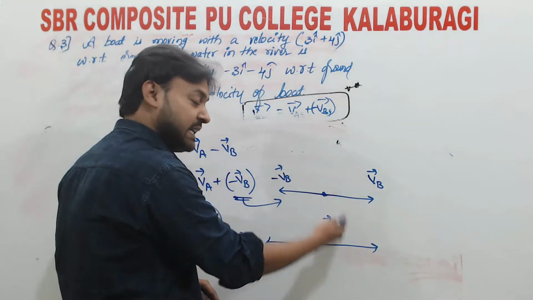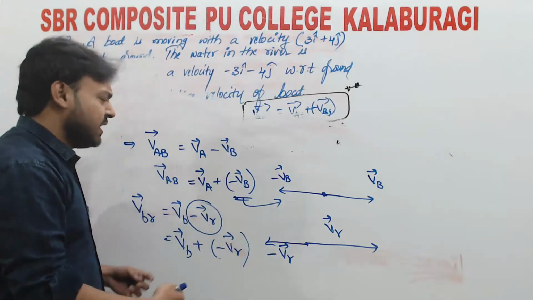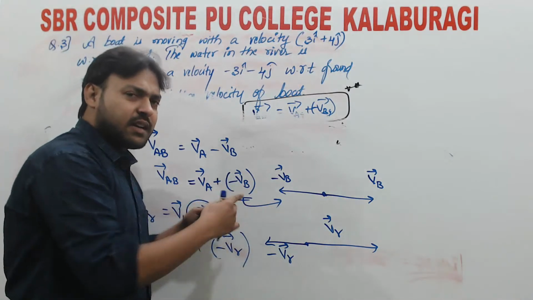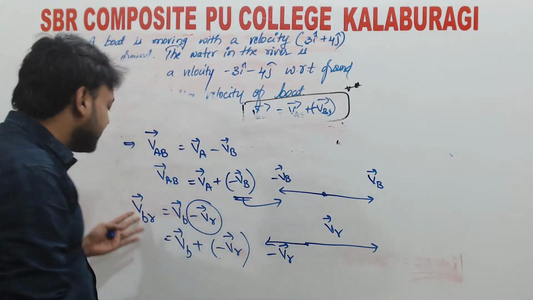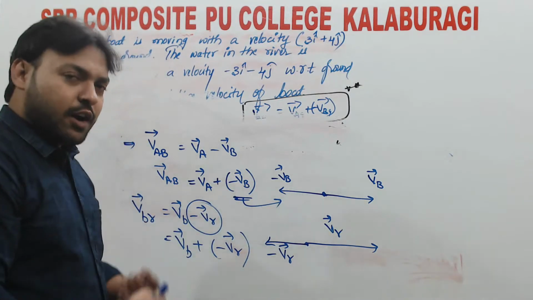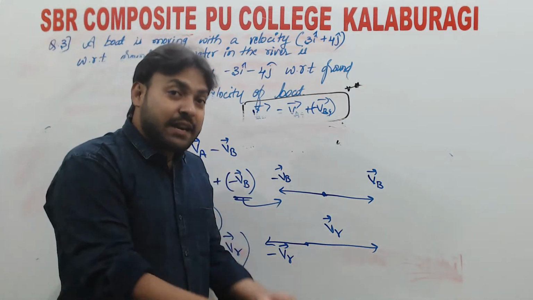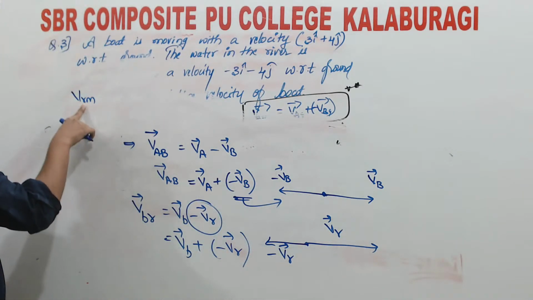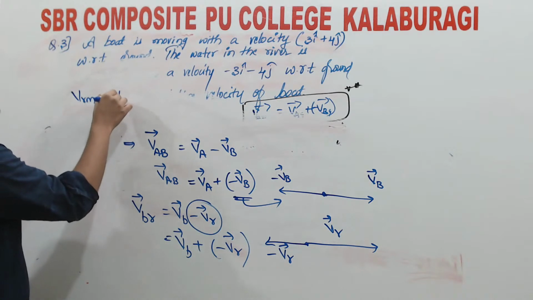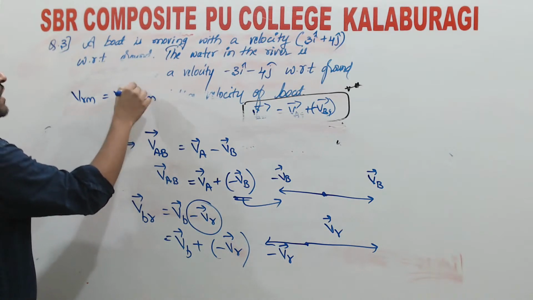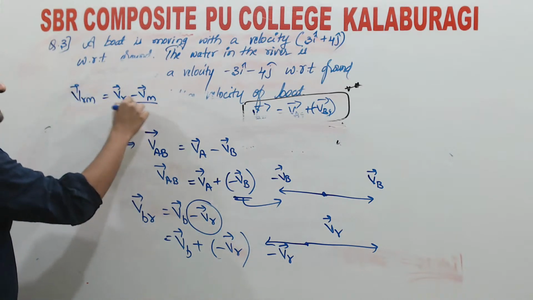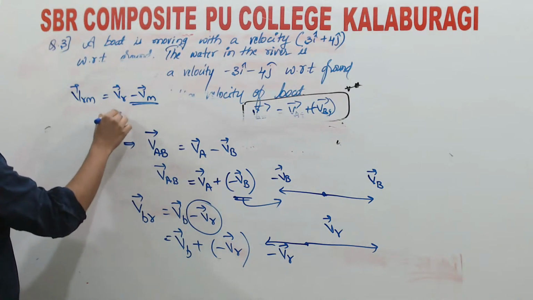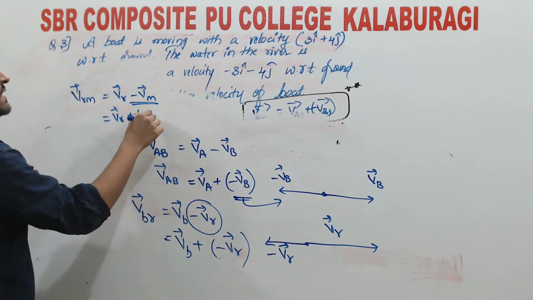With respect to that minus, we have to consider the negative vector of anything, whether it is car and road concept, or boat and river concept, or rain and man concepts. For example, in the rain-man concept, VRM, velocity of the rain with respect to man, I can write as velocity of the rain minus velocity of the man. So minus, what do you mean by that? VR bar plus of minus VM bar.